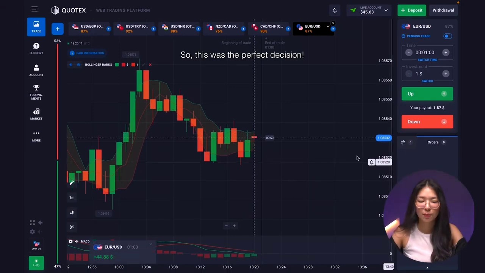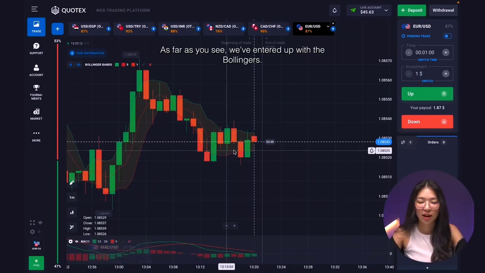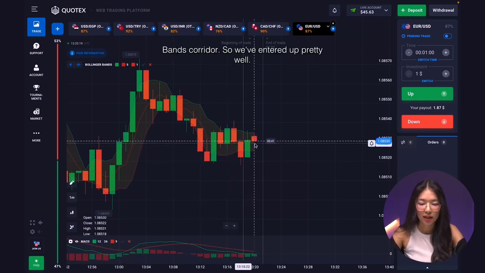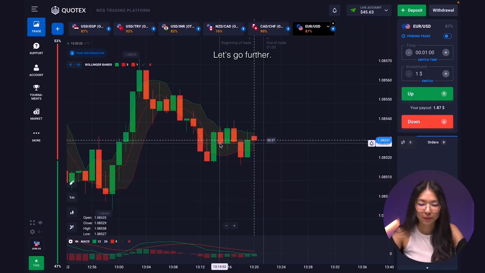So this was the perfect decision. As far as you see, we entered up with the Bollingers. The system is showing us that the candlesticks are going through the Bollinger Bands corridor, so we entered it up pretty well, and let's go further.